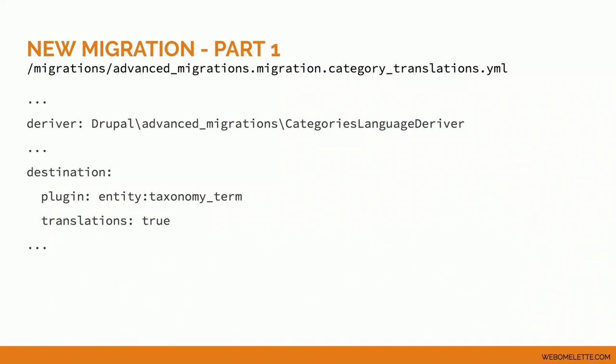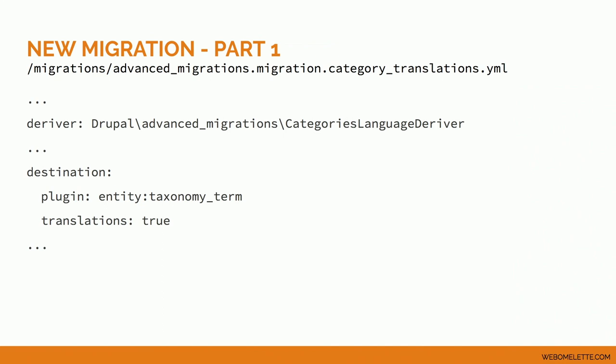So that's why I'm omitting some things here. I'm going to talk about the differences mainly. The first thing you'll see is that we specify a deriver, which is going to be responsible for generating our migration instances, right? So that's going to be categories language deriver. We will see how that looks in a moment.